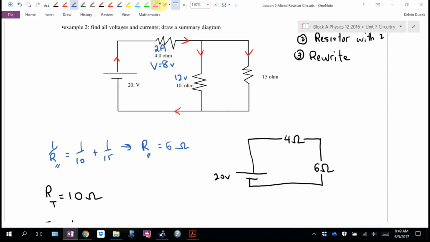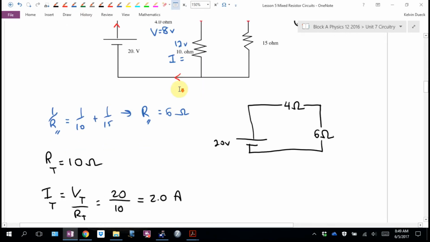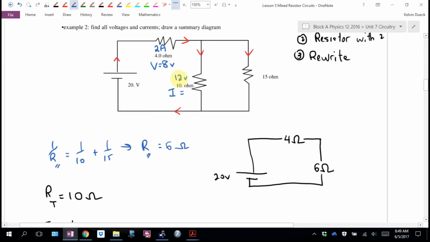Do I know 2 things on this resistor now, James? I know 3 things. I can now find the current. The current is going to be V over R. 12 divided by 10. Sam, in your head, 12 divided by 10.